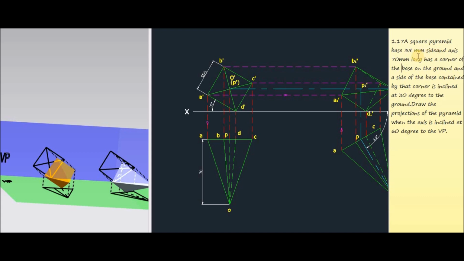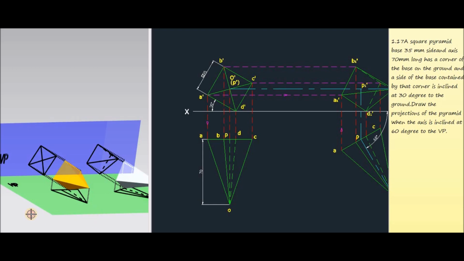The question is, a square pyramid with base 35 mm side and axis 70 mm long has a corner of the base on the ground, and a side of the base contained by that corner is inclined at 30 degrees to the ground. Draw the projections of the pyramid when the axis is inclined at 60 degrees to the VP.